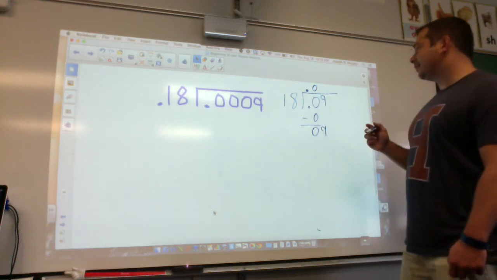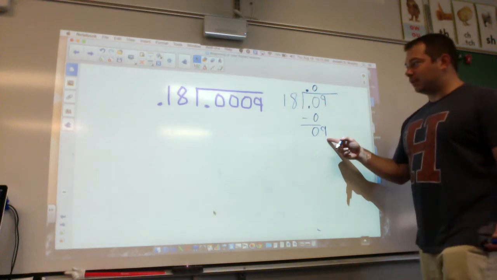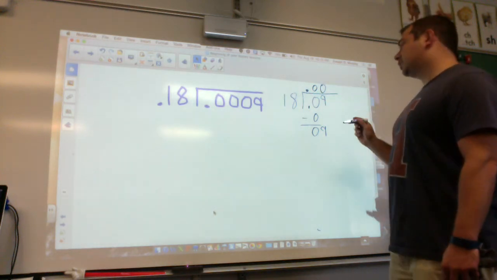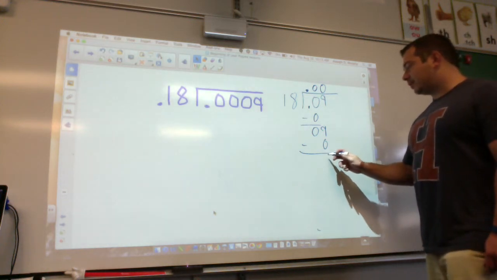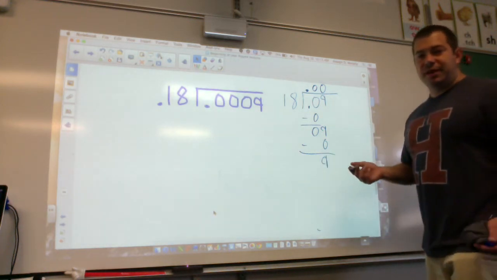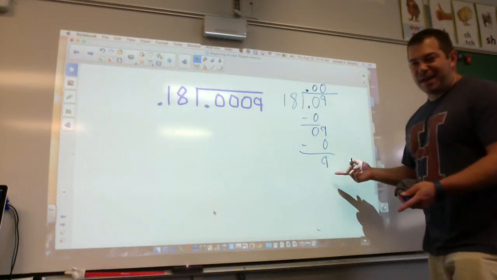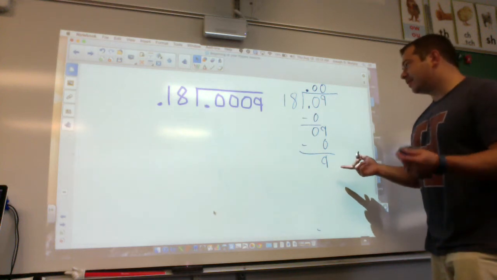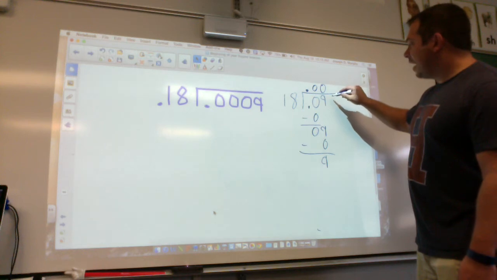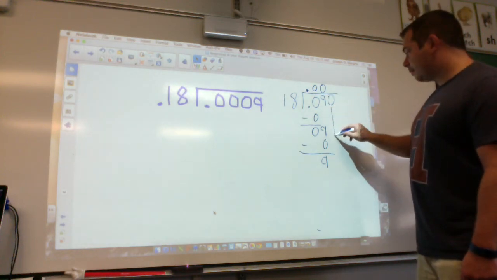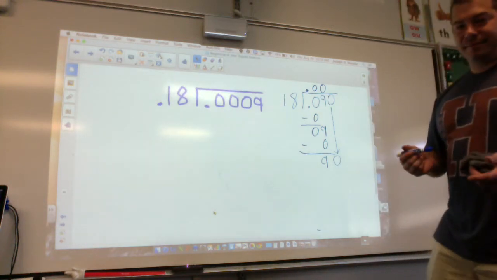Bring down my 9. Alright, how many times can 18 go into 9? Well, 0 times. 0 times 18 equals 0. Here we go. 9 minus 0 equals 9. What should I do now? Alright? I don't really want to put remainder 9, because that's not really true. It would be remainder 900 or thousands, I don't know. So let's annex a 0, bring it down. How many times could 18 go into 90?